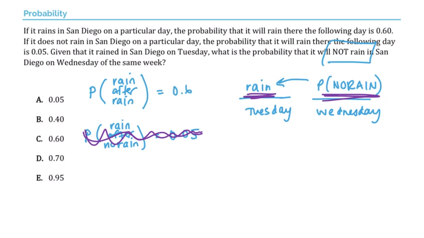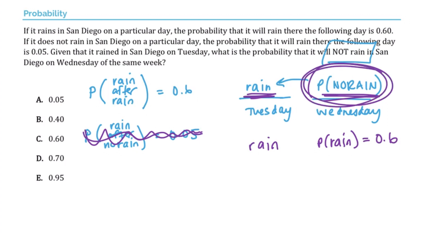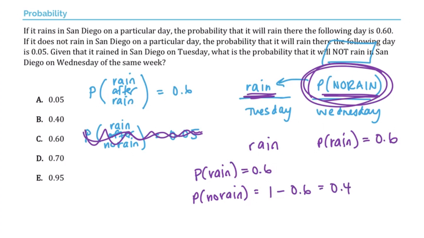So what I know is that given that it rains on Tuesday, the probability of rain the next day on Wednesday is 0.6. But I don't want to know the probability of rain. I want to know the probability of no rain. So what you have to know is that if they tell you that the probability that it rains is 0.6, the probability of no rain is calculated as 1 minus 0.6, which is 0.4. So the correct answer to this question is B.